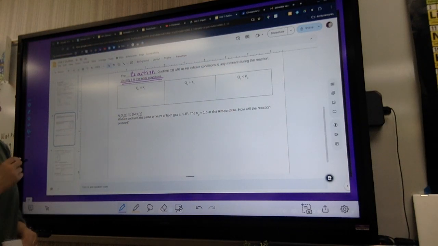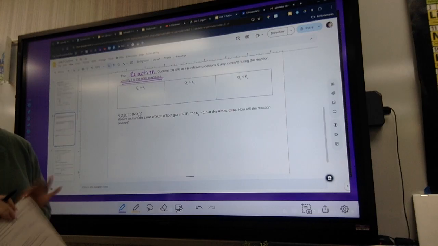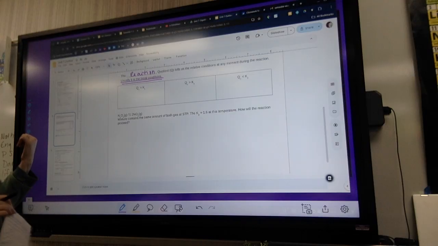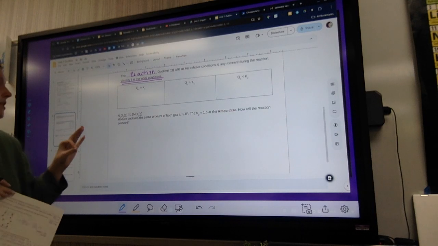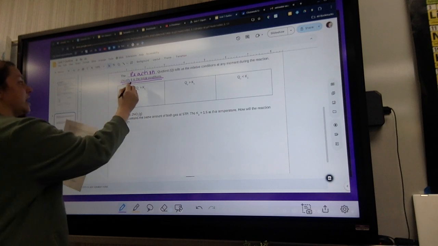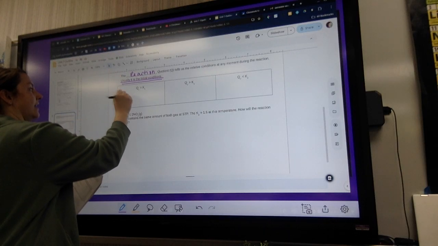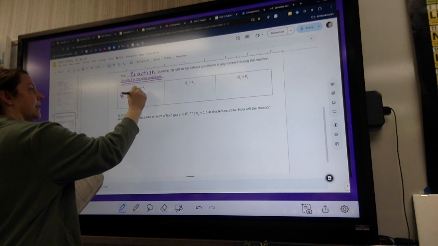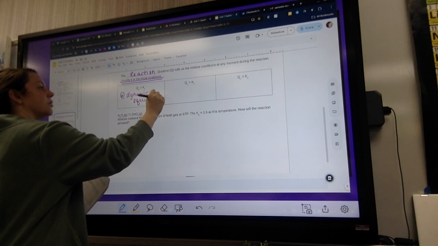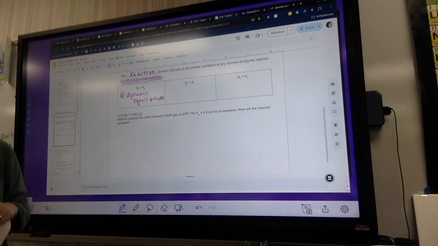All right, so Q basically helps us figure out what is going to happen with the reaction. Is it going to move forward? Is it going to move reverse? We did do this in chemistry as well. So Q equals K. Do you remember that? When I say it, you might remember. This means it's already at dynamic equilibrium, so it's not going to shift either way. The conditions are not going to change.